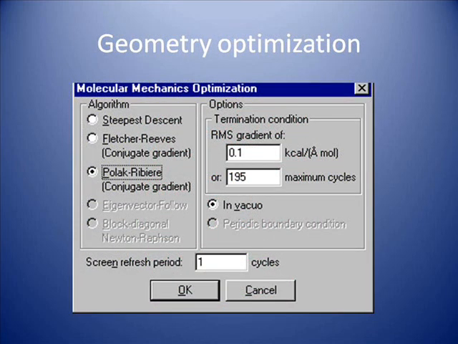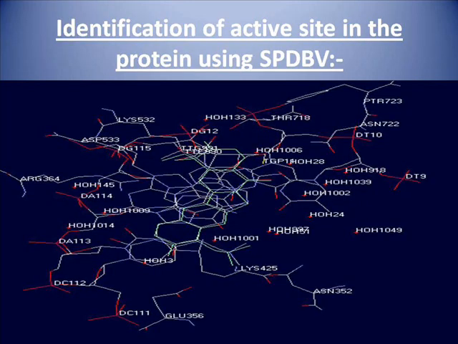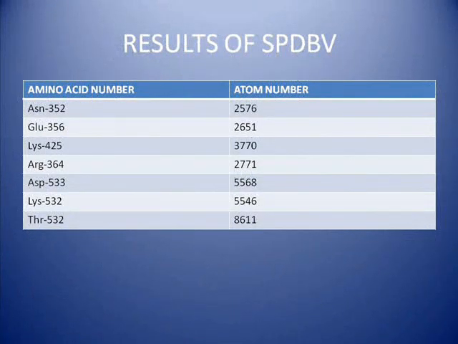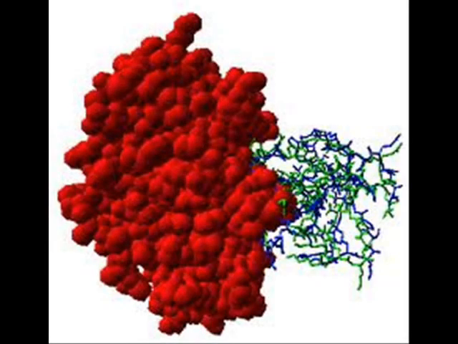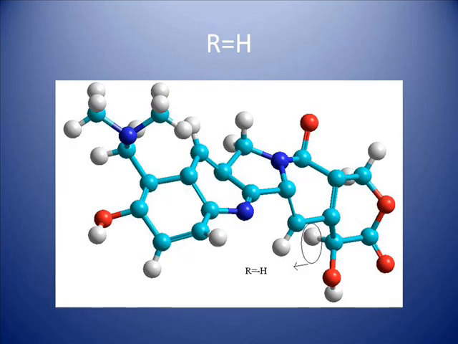Then geometry optimization of the drug after removal of water is done. The next important step we did is identification of the active site using SPDBV software. We use Discovery Studio for protein energy minimization. And the final important step we performed is docking. It is a procedure to find the best fit between the pharmacophore site of the drug and the active site of the protein. And finally, we calculated binding free energies.